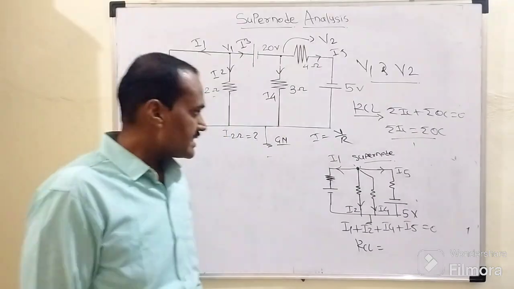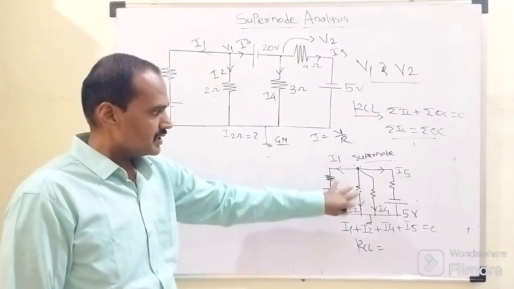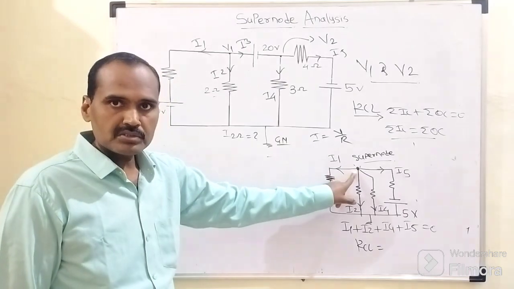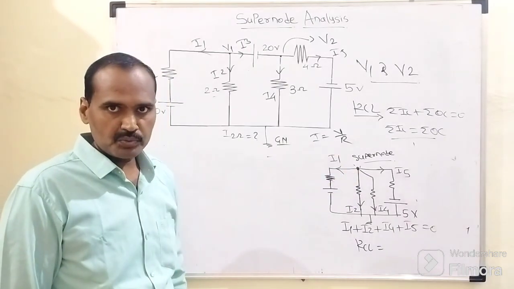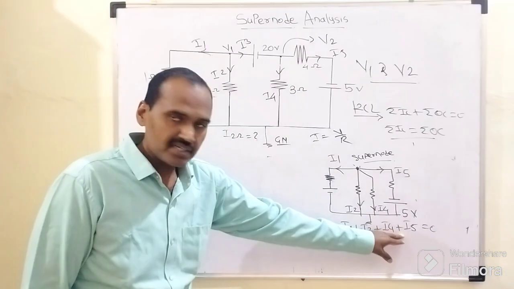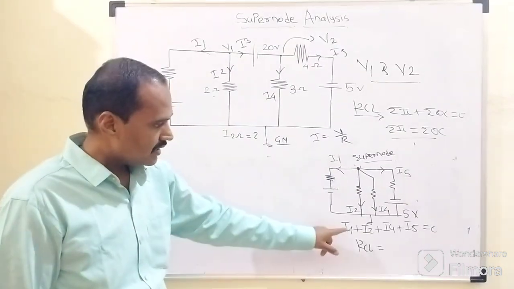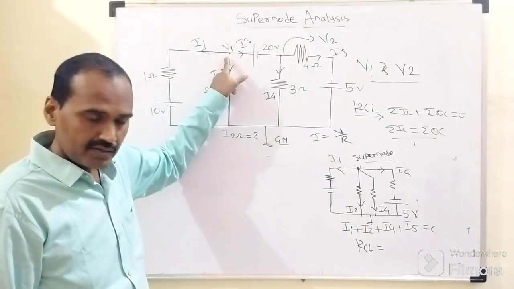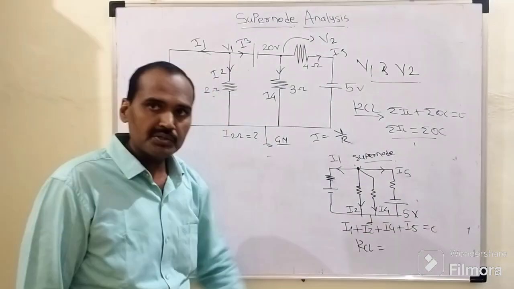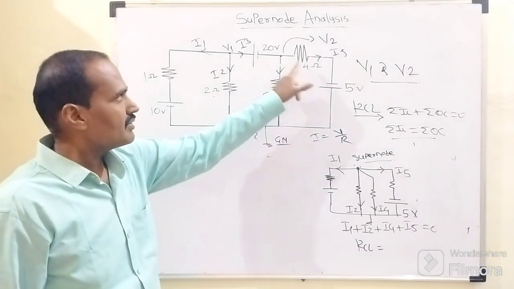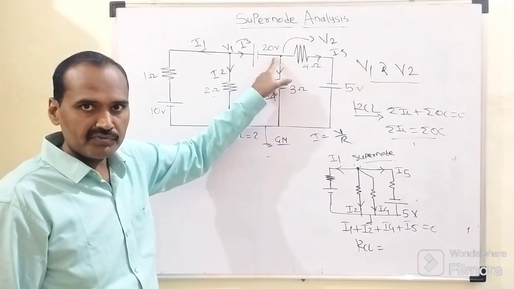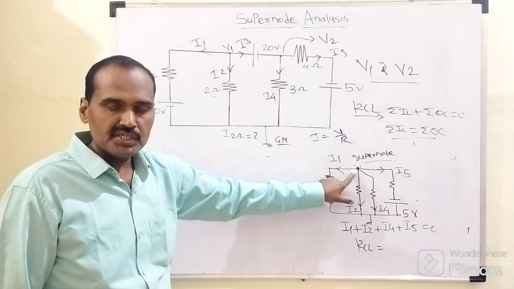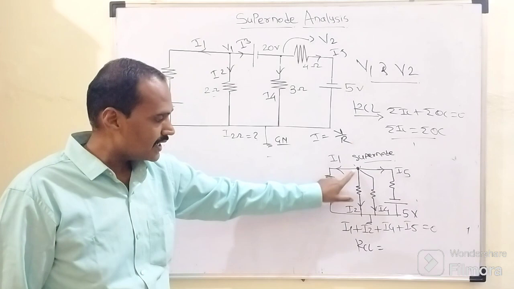Okay friends, by considering the concept of this supernode, this is how our network will look, right? This supernode includes the potentials V1 as well as V2, right? Out of these 4 branch currents, I1 and I2 are associated with this node potential V1, and I4 and I5 are associated with this node potential V2, right? So virtually the supernode consists of these two potentials V1 as well as V2.